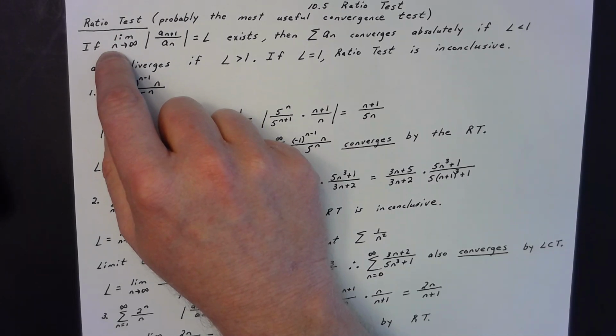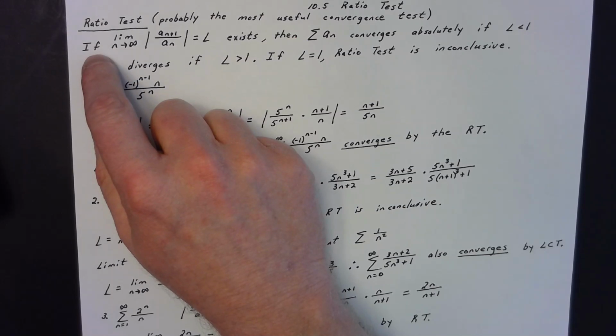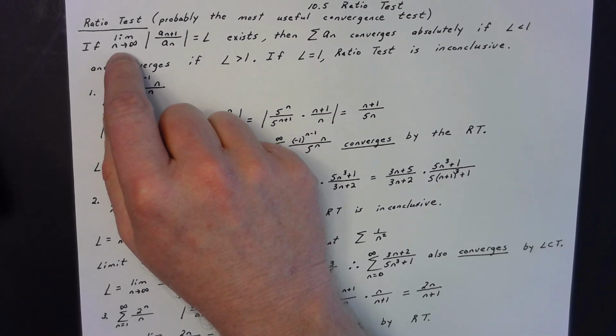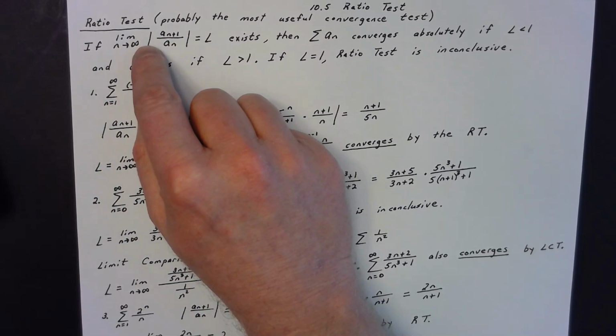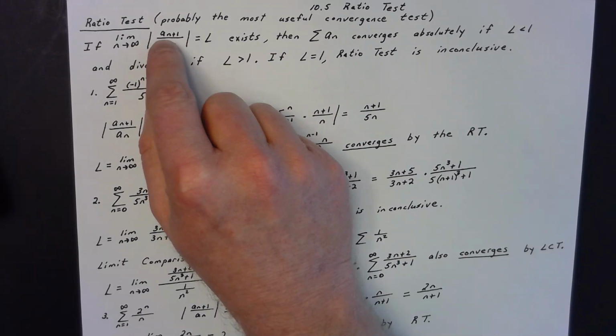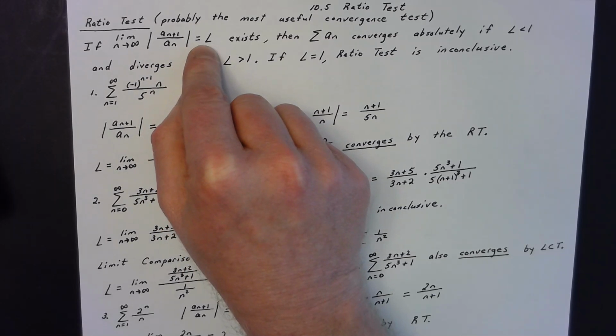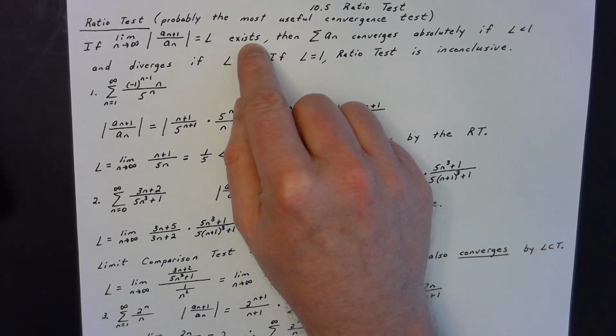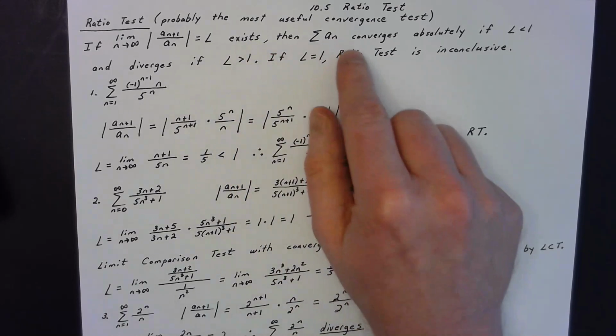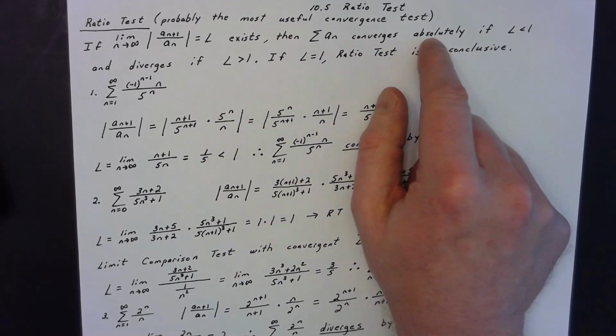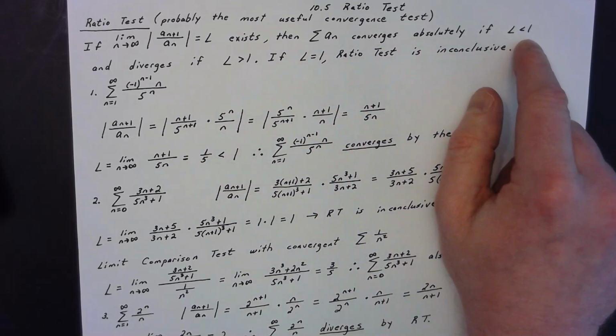What the ratio test says is that if you have the general term of a series where the n is going to infinity, then if you can take the absolute value of the a sub n plus first term and divide it by the a sub nth term, and that's equal to some number L where that number L exists, then what we say is that that series a sub n converges absolutely if L is less than 1.